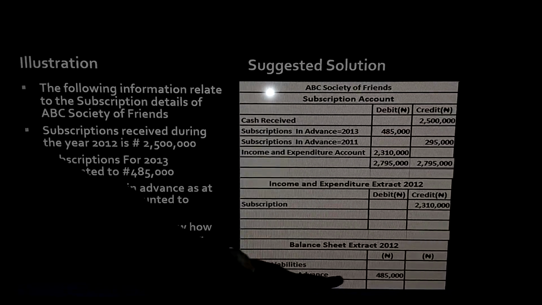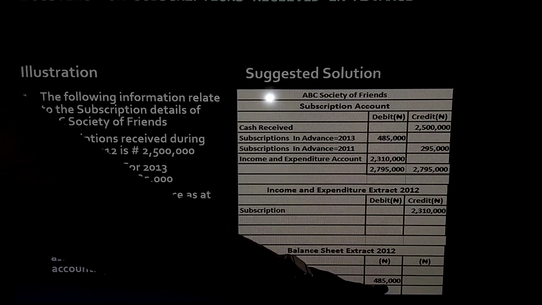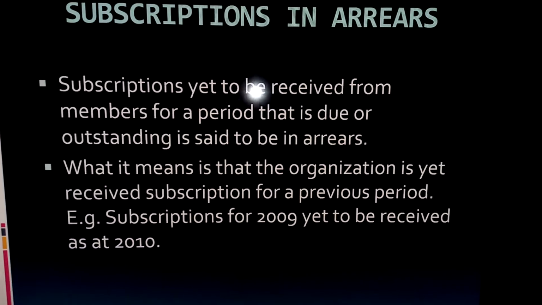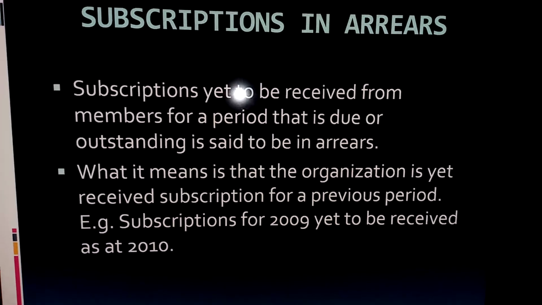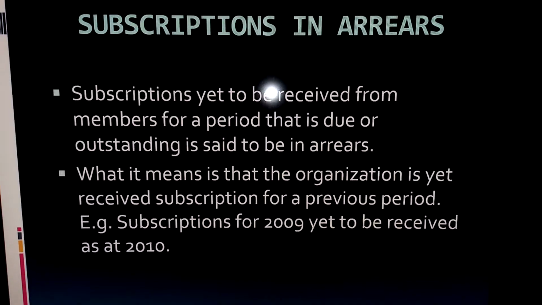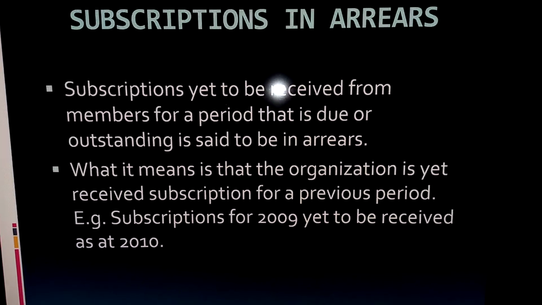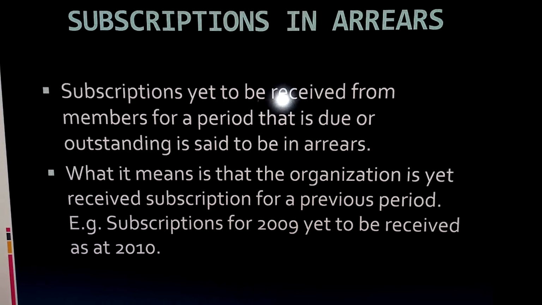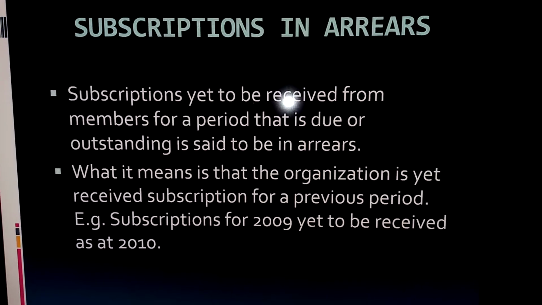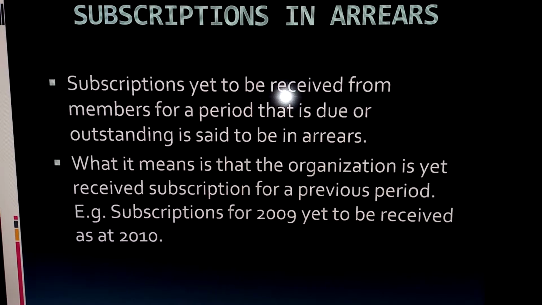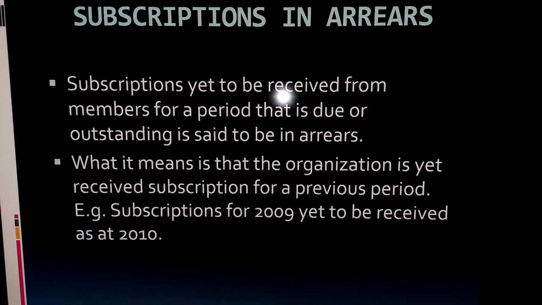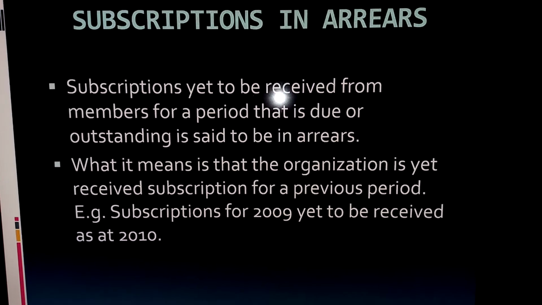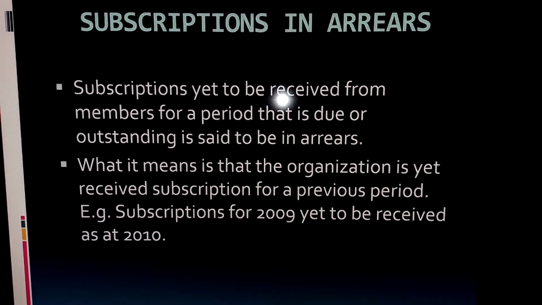So subscription in advance will be 485,000. So now we have established subscription in advance as subscription received from members that are not due to pay. You're taking money that is not supposed to be received, so you are owing the members. But subscription in arrears is now saying that you are yet to receive from the members for a period that is due. So it means members are owing the club, or members are owing the association.